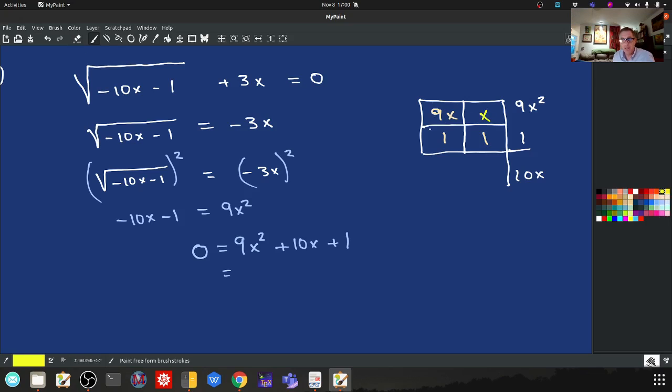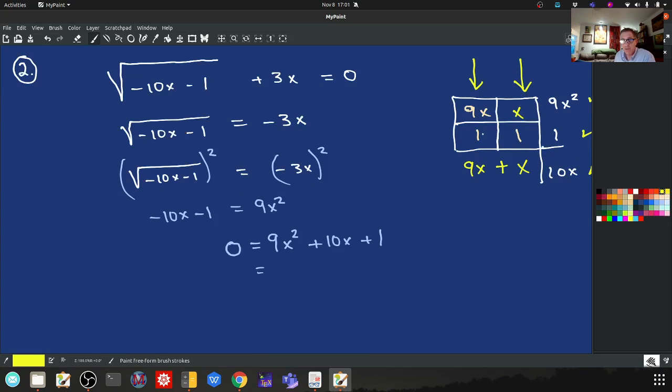There. 9x times x is 9x squared. 1 times 1 is 1. So now let's do the column multiplication. 9x times 1 is 9x, and this is a plus. x times 1 is x. 9x plus x is 10x. So that gives me my factorization.